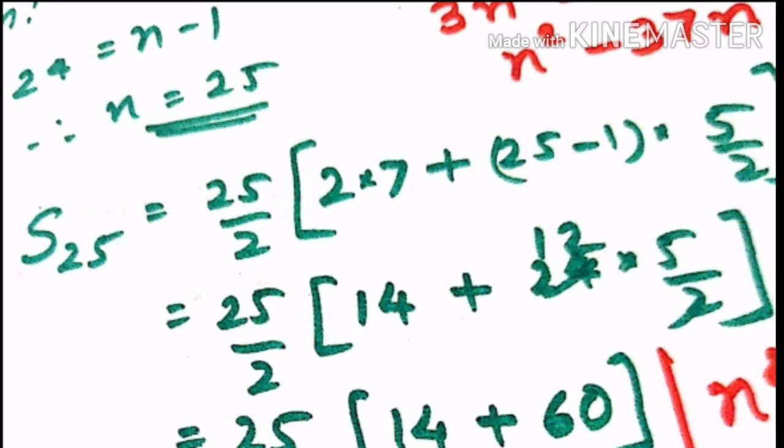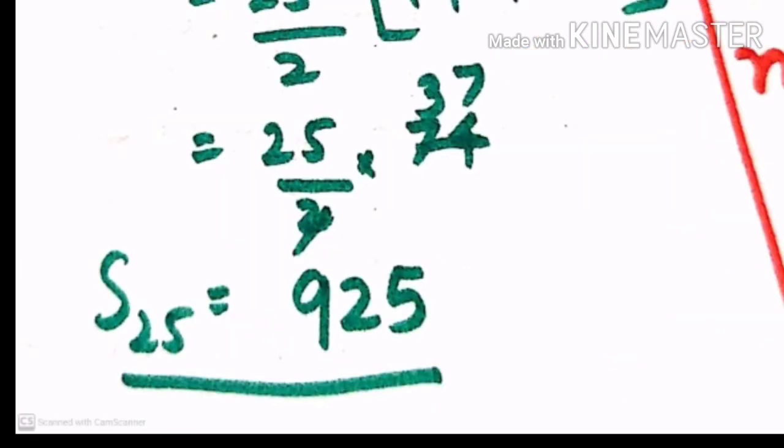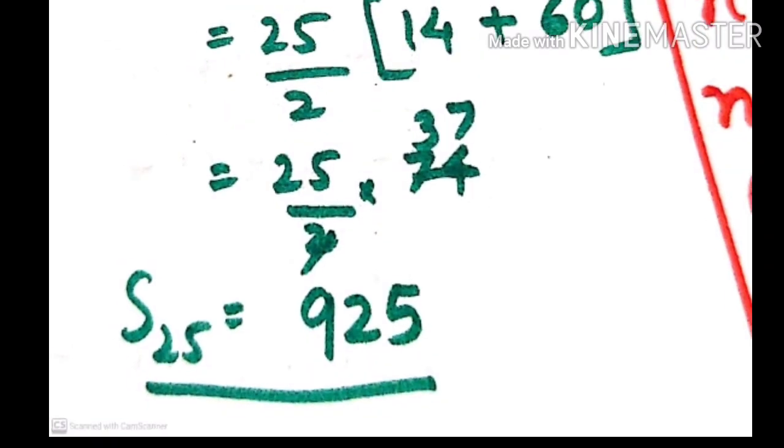Now 25 by 2, then 14 plus 12 5s are 60 in the bracket. Up to this we have solved. Now in the next step, first of all we solve the bracket, that is 14 plus 60. So we get 74. So here 25 by 2 multiplying 74 and cancelling it by 2 we get 25 into 37, and multiplication of them is 925. So our answer of this question is S25 equal to 925.